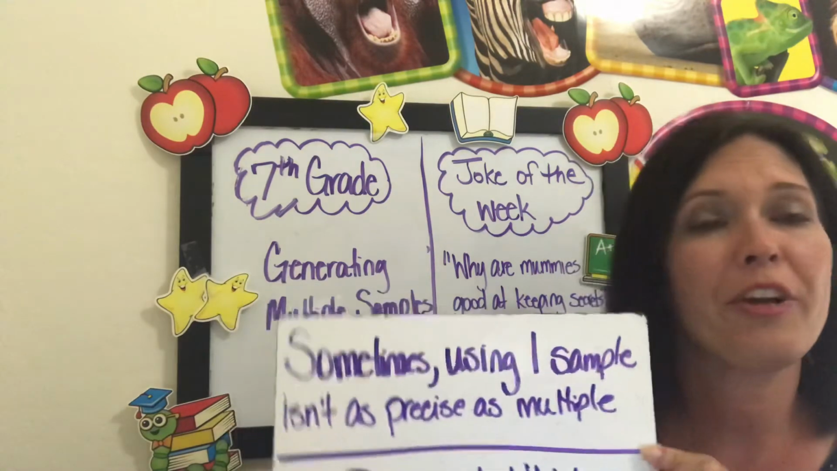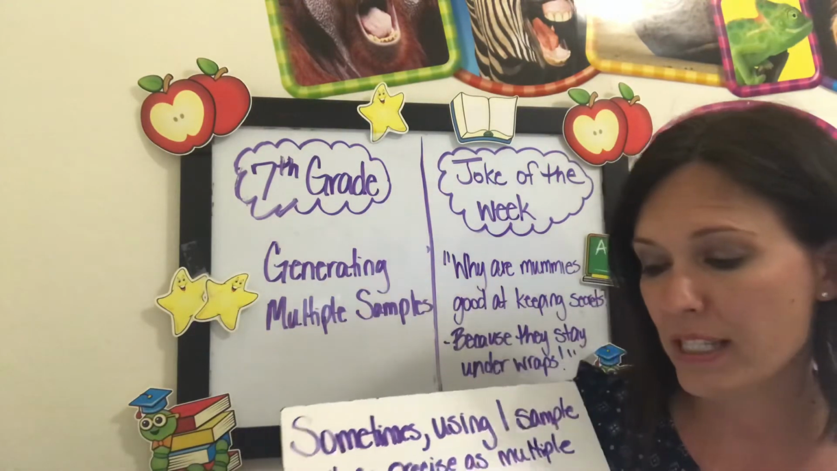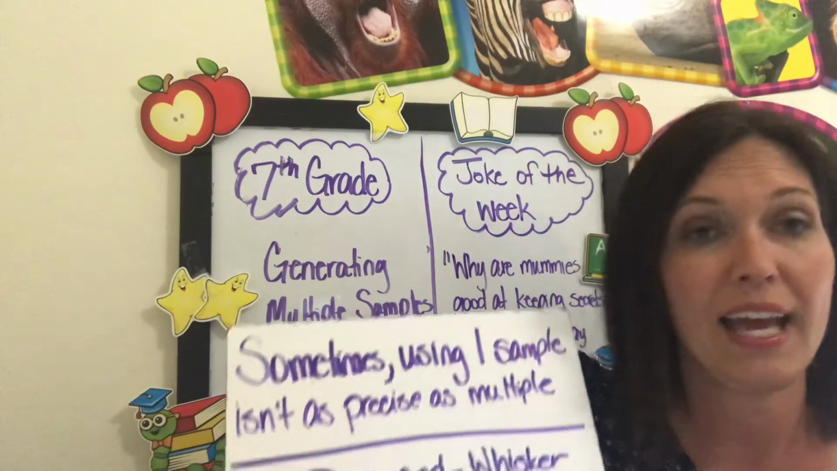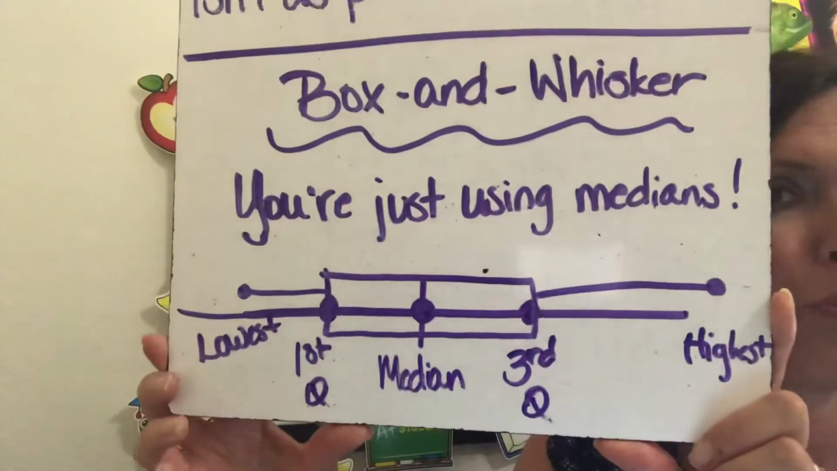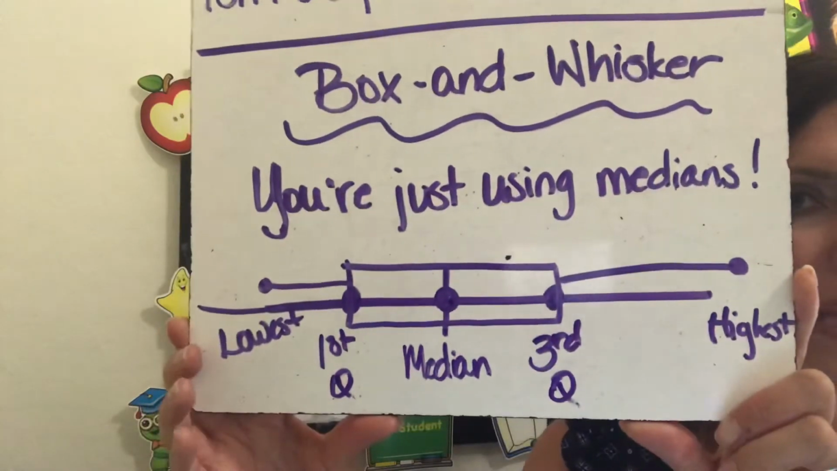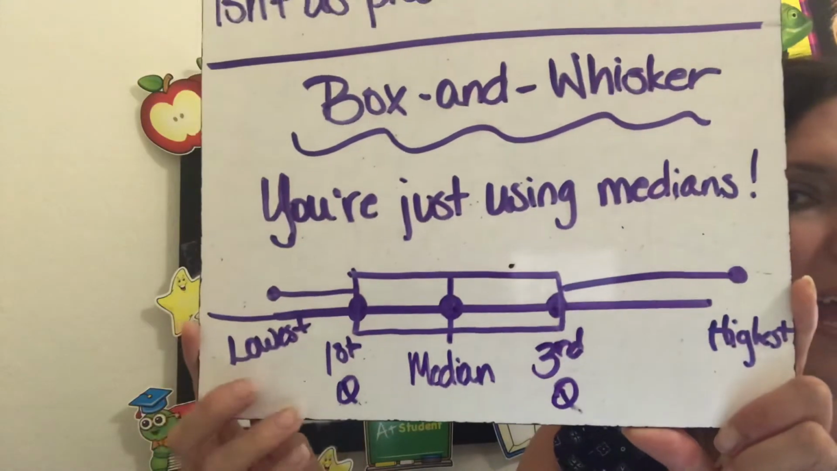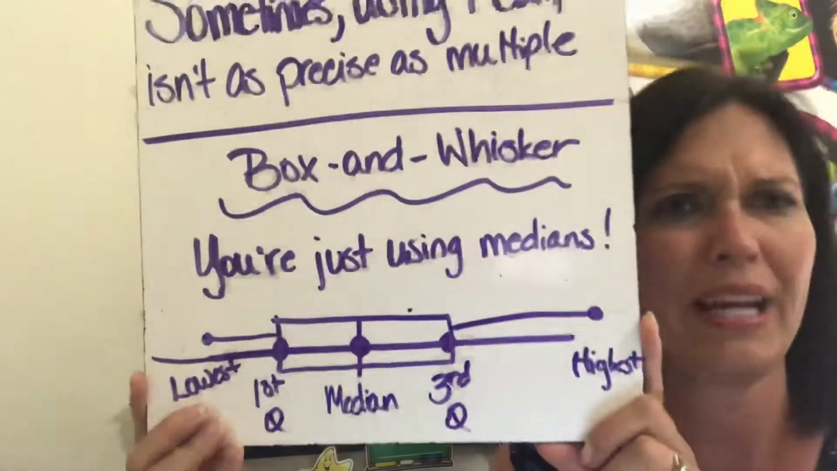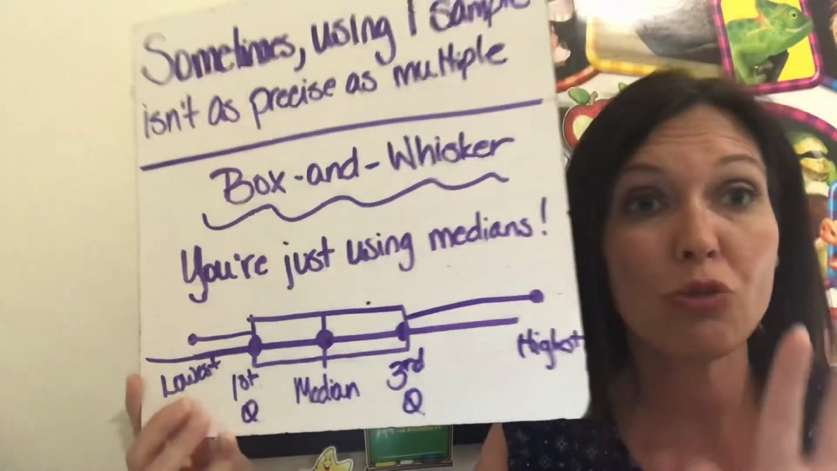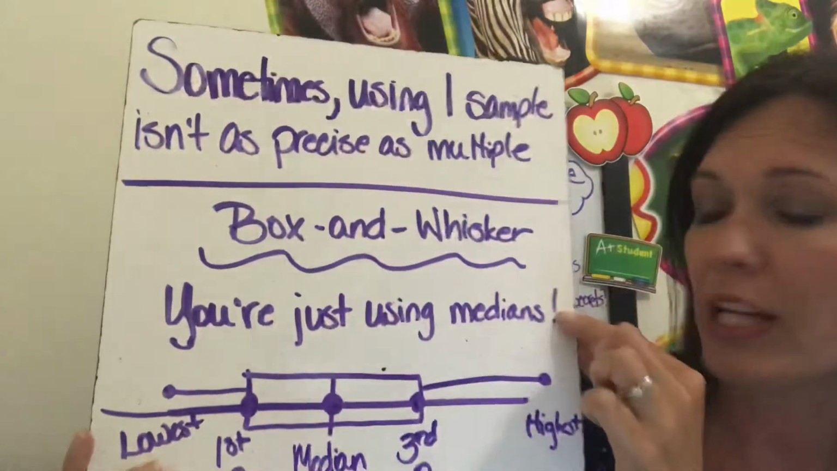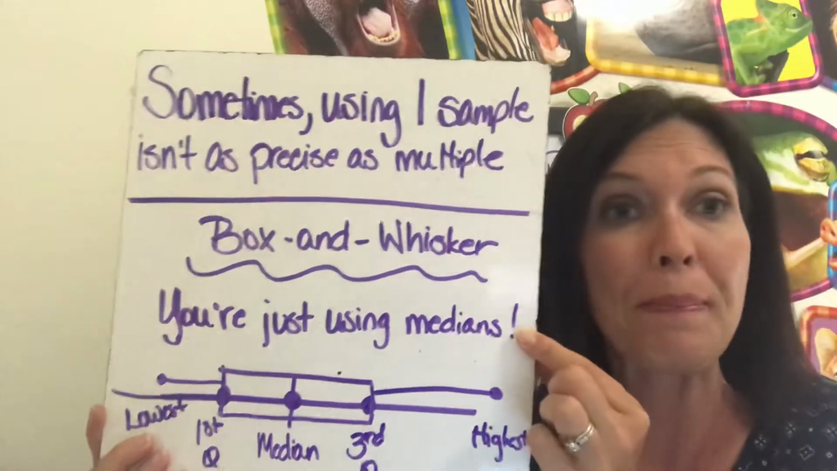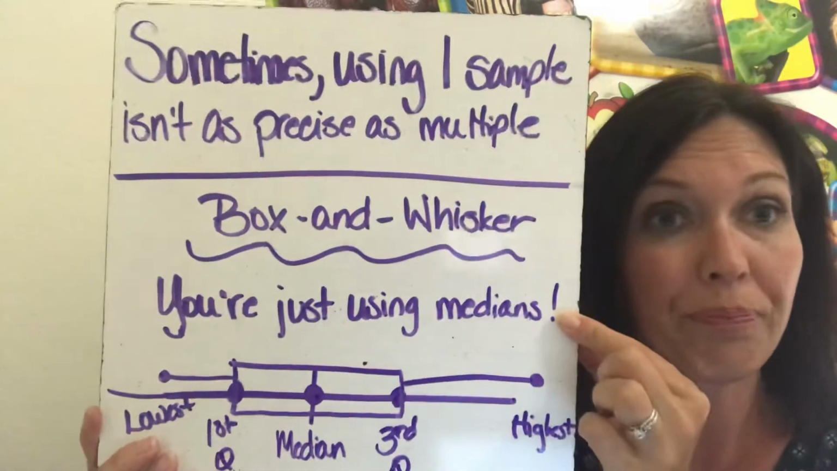Now, they're going to have you find some more information using the data, and one of the things they're going to ask you to use is a box and whisker plot. We did this last year. I know you might be going, oh great, I don't remember how to do that. So let me run through it real quick, because all you're doing is using the medians. Remember, median means the middle.